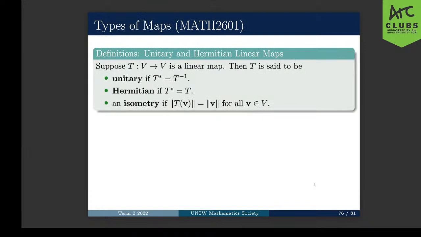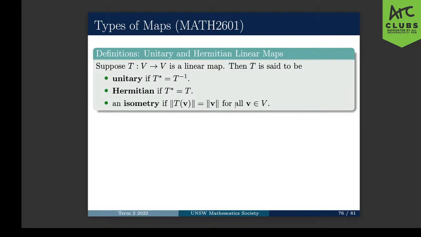Alright, moving on. Types of maps. This is again a 2601 only topic. So here are some definitions. Let's say T is a linear map from V to V. We say T is unitary if the adjoint of T is equal to its inverse, Hermitian if the adjoint of T is just T, and isometric if the norm of Tv is equal to the norm of v for all vectors v inside V. So T is an isometry if it preserves norms.